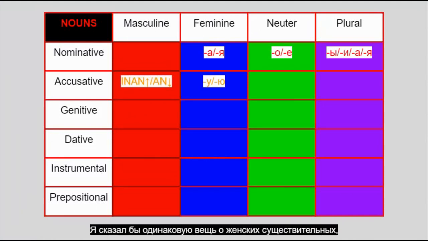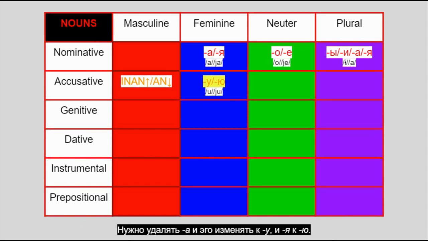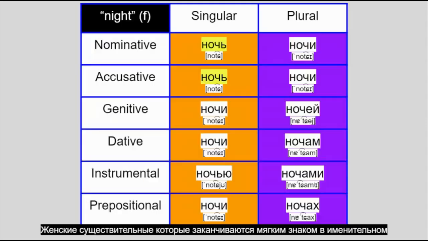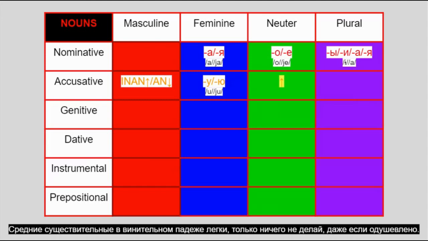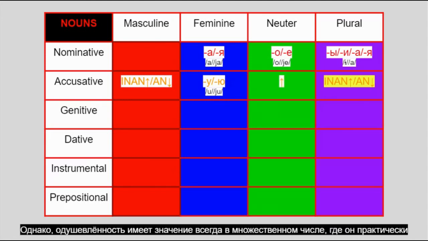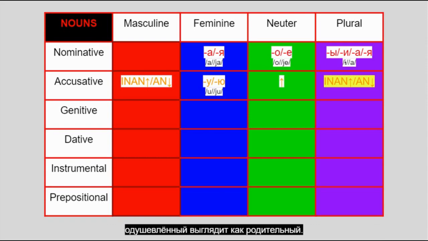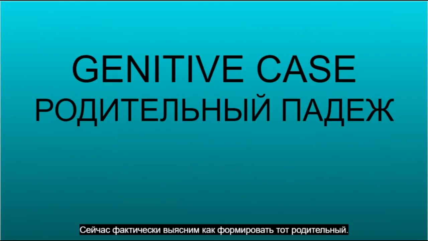I would have said the same thing about the feminine nouns, but they're the only group that has a distinct accusative form. You take off the a and change it to u and ya to yu. Feminine nouns ending with мягкий знак in the nominative don't change in the accusative, even if they're animate. Neuter nouns in the accusative case are easy, just don't do anything, even if it's animate. However, animacy always matters in the plural, where it's pretty much just like the masculine agreement, inanimate looks like nominative, animate looks like genitive. Now let's actually figure out how to make that genitive.